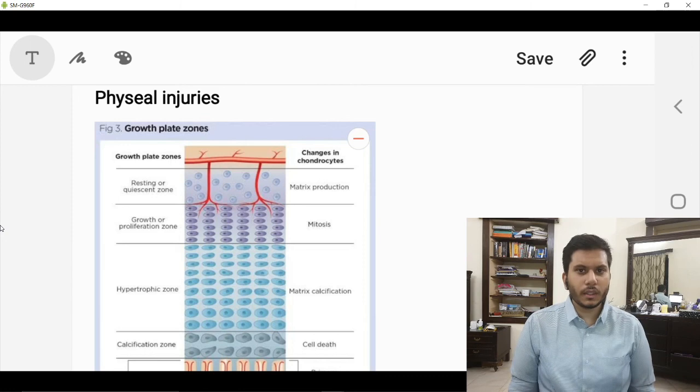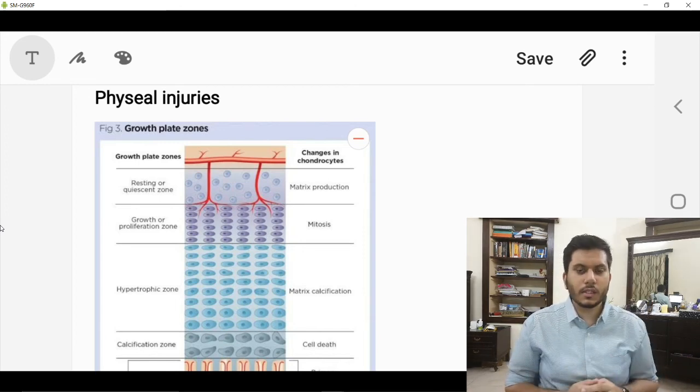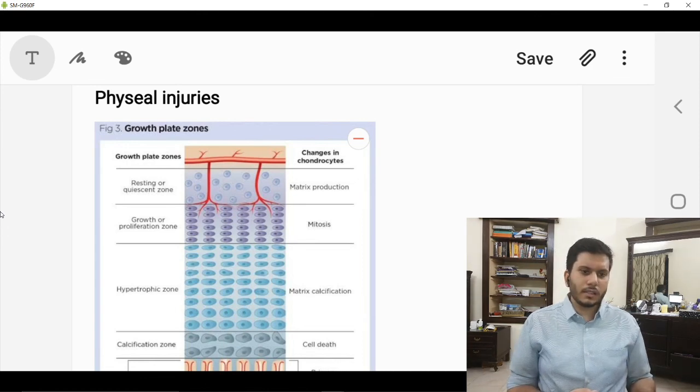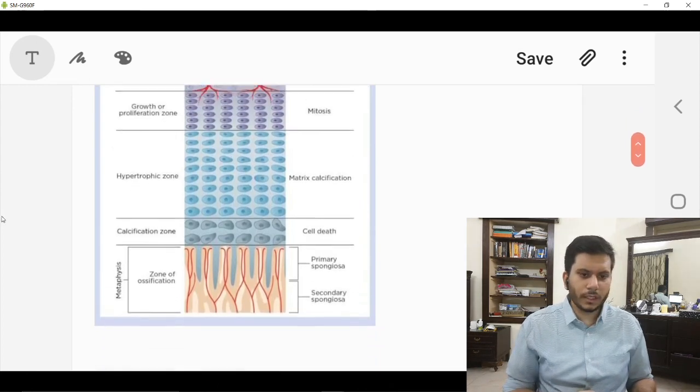So what do we understand by the term physis or physeal injuries? The physis is basically the region between the epiphysis and the metaphysis, and the physis per se constitutes the growth plate. Now, the growth plate is very important for the growth of long bones, especially in children. Any injury to this can lead to various side effects. It can be premature fusion of the epiphysis and metaphysis, and that can lead to arrest of growth in the long bone. So let's just overview these layers of the growth plate first.